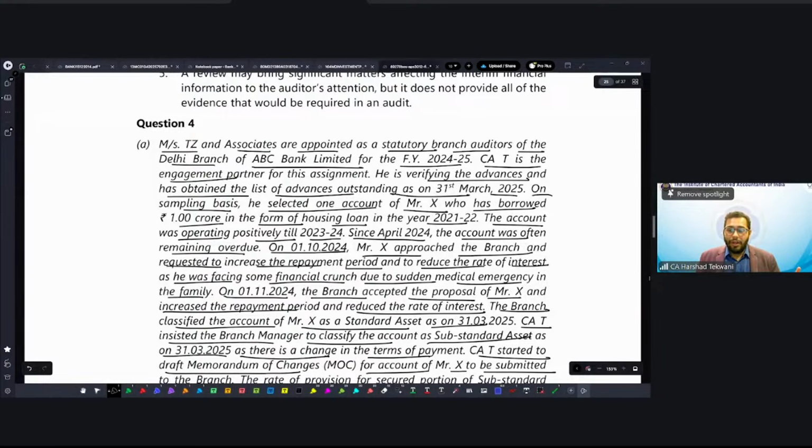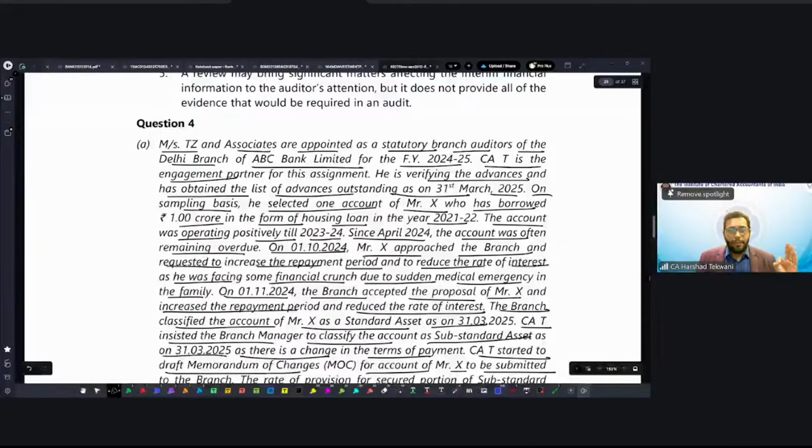If the value of security falls below 10% of the original value, then it is a loss asset. And there is one more thing to be done. Ignore security. Absolutely correct. Do not consider security. I will not consider any secured portion in that. For me, it's an unsecured now. Clear? Any doubt till now?